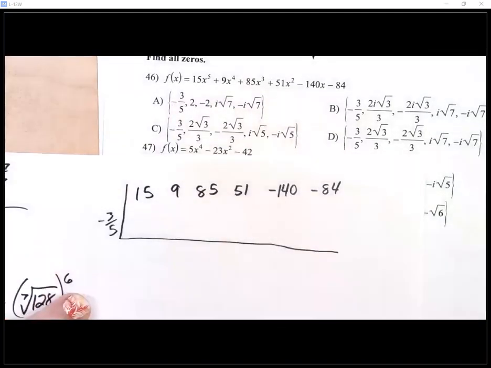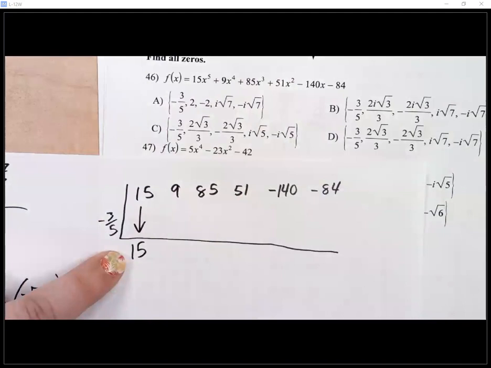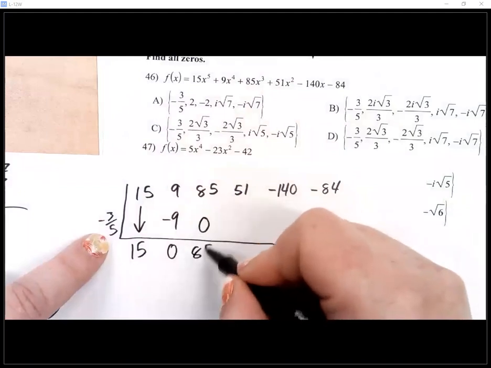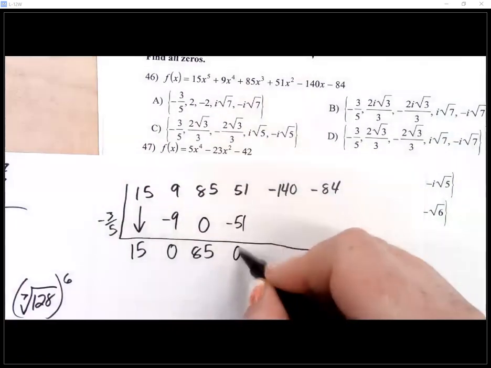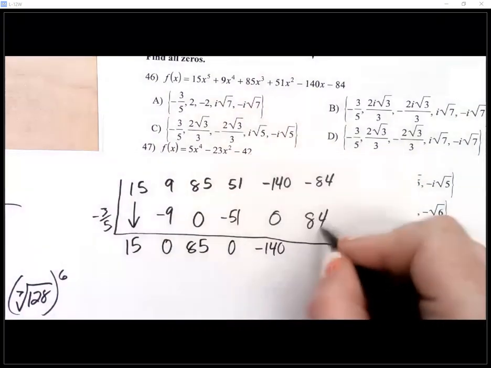All right, so drop down the first number. -3/5 times 15, that's gonna get me -9, right? Ooh, yes, we get a 0. Okay, -3/5 times 85. Remember, divide down, multiply up. So 85 divided by 5, 17 times a negative 3, negative 51. Yes, 0, 0. Drop it down. Negative 140 divided by 5 times a negative 3, I get 84. Exactly what I was expecting. And I get a 0 in the end.